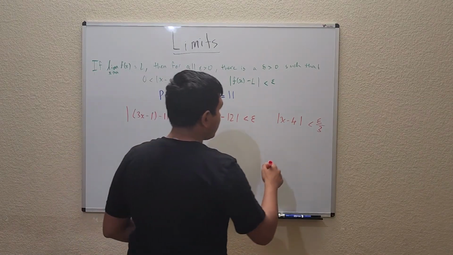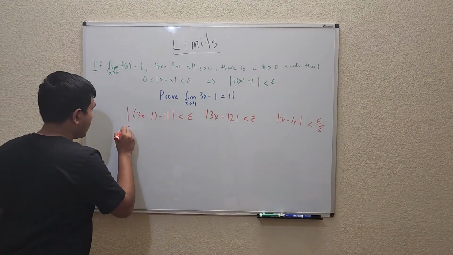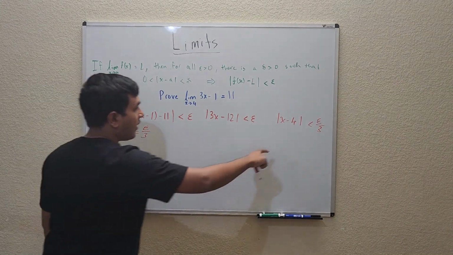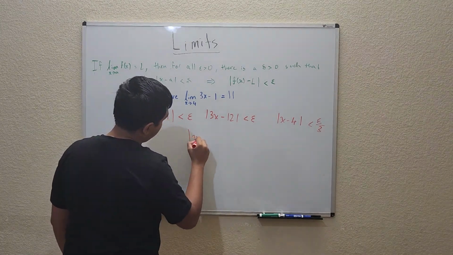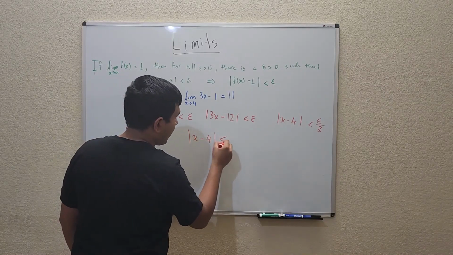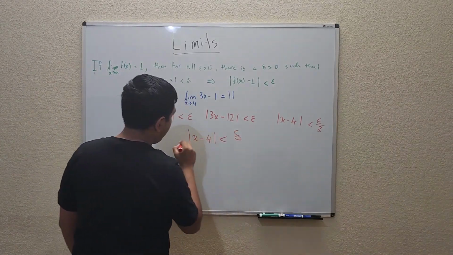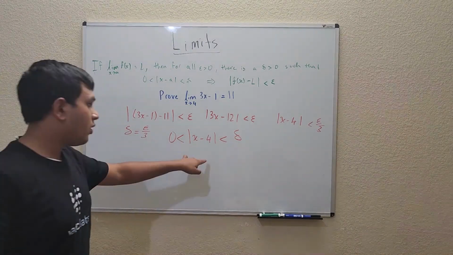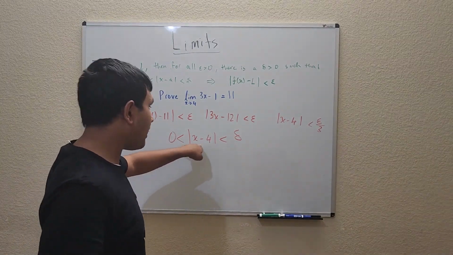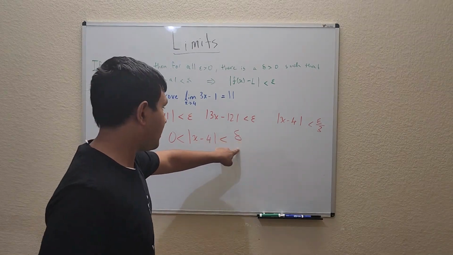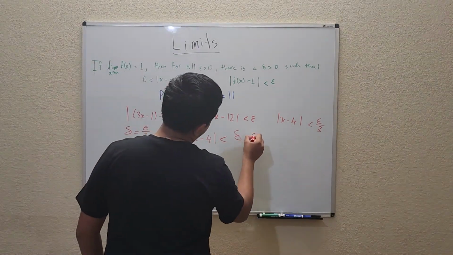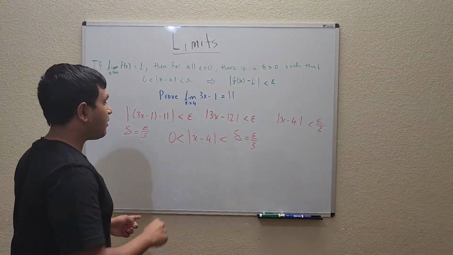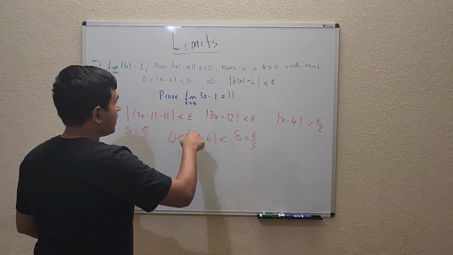That means that if we say that delta is equal to epsilon over 3, what we will have is that the absolute value of x minus 4 will be less than delta, okay, which will be greater than 0. So we will have that statement. We will say that the absolute value of x minus 4 is less than delta, which is equal to epsilon over 3, greater than 0. So given this statement, this must mean that this has to be true.